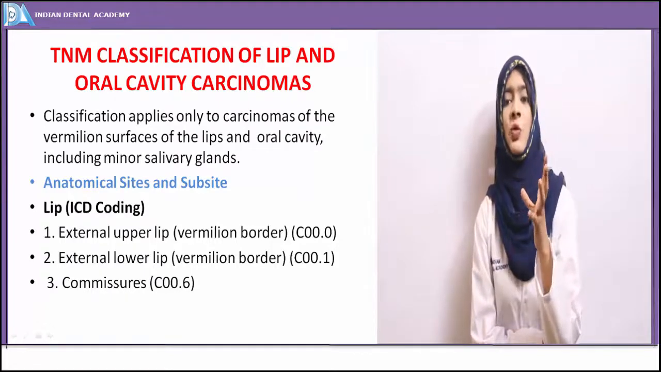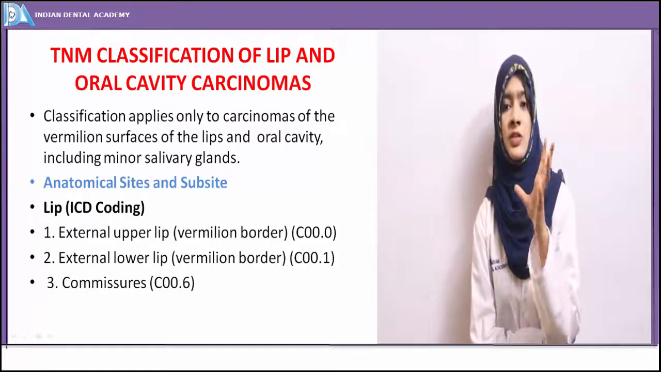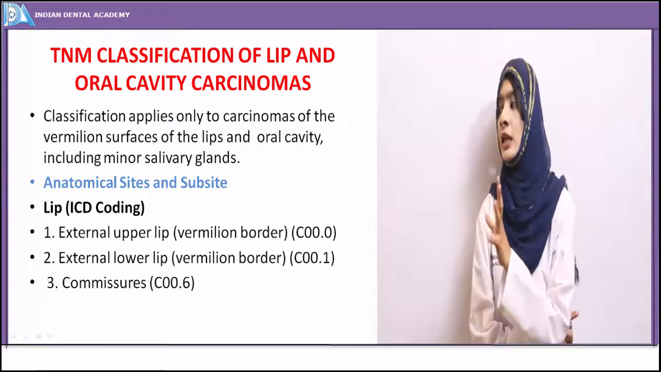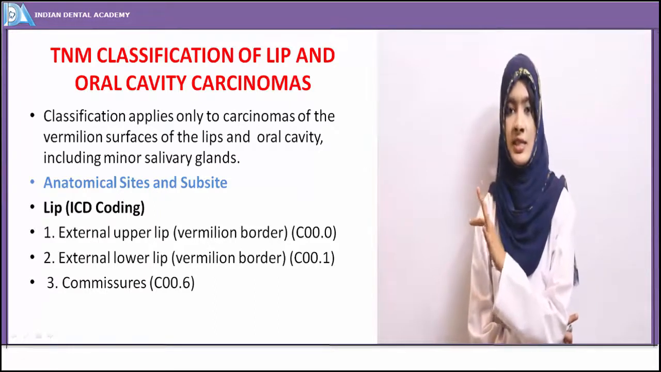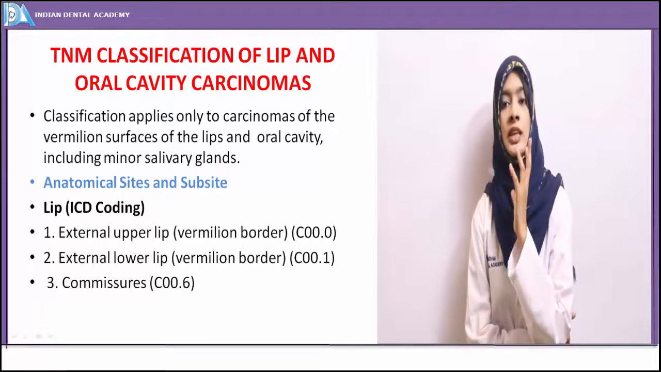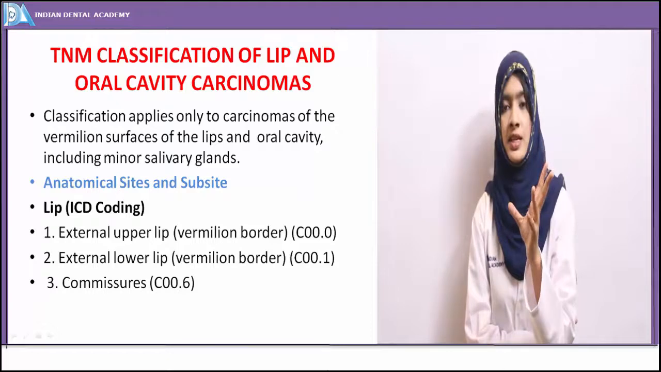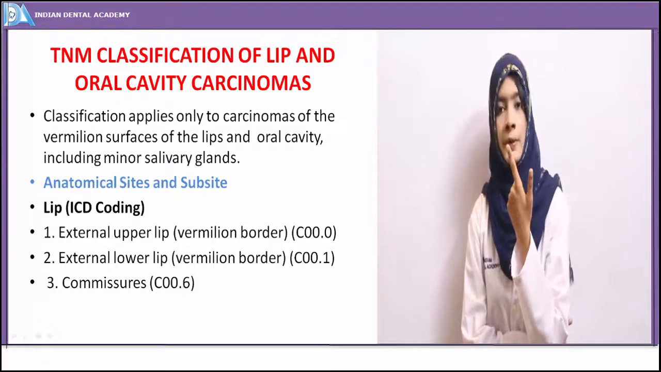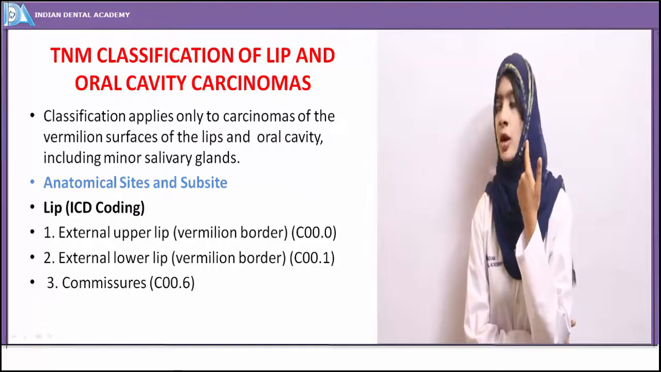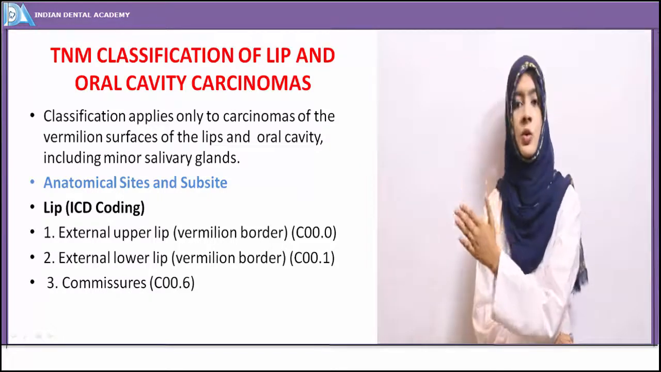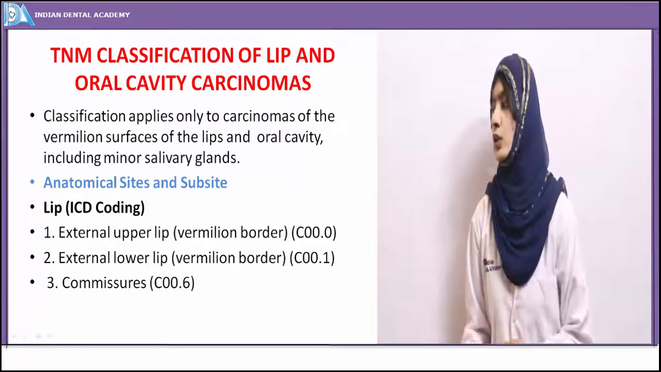First we'll see what the sites are which can be classified, the anatomical sites. The lip is classified according to the ICD coding. In the lip, three sites can be considered: the external upper lip, the vermilion border of the upper lip, the vermilion border of the lower lip, and the angle of the mouth, the commissures. The ICD codings are correspondingly shown there.